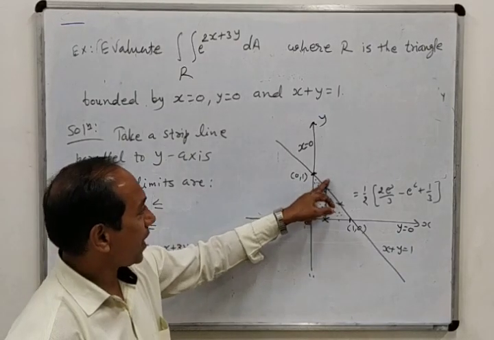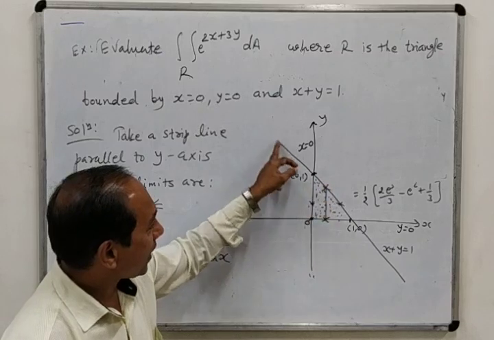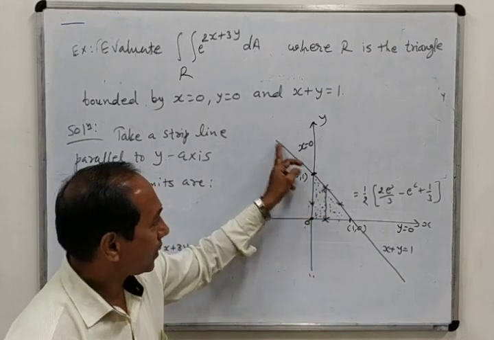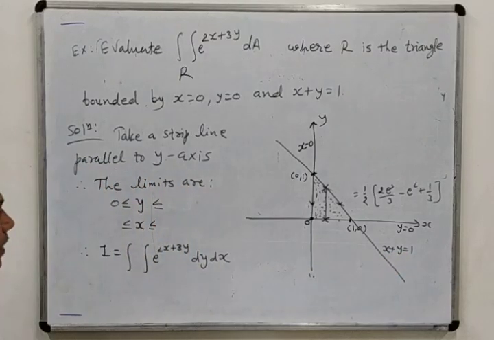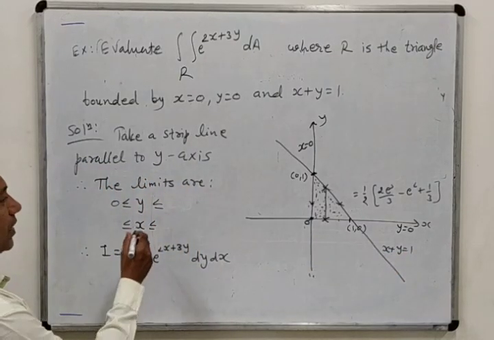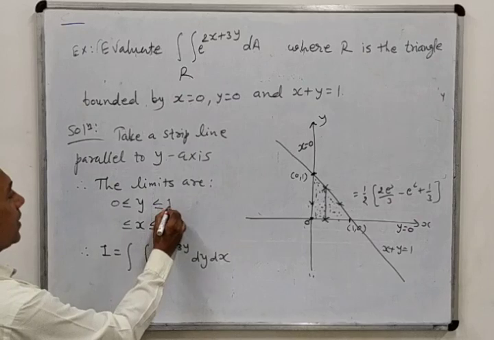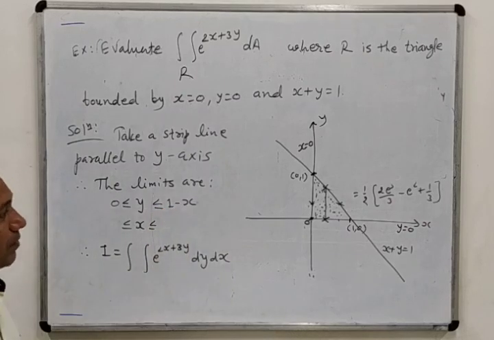Then focus on the upper endpoint. Upper endpoint lies on which curve? It is on this straight line, and this straight line is the equation x plus y equal to 1. So if we rearrange this, then y equal to 1 minus x. So these are the limits of y.